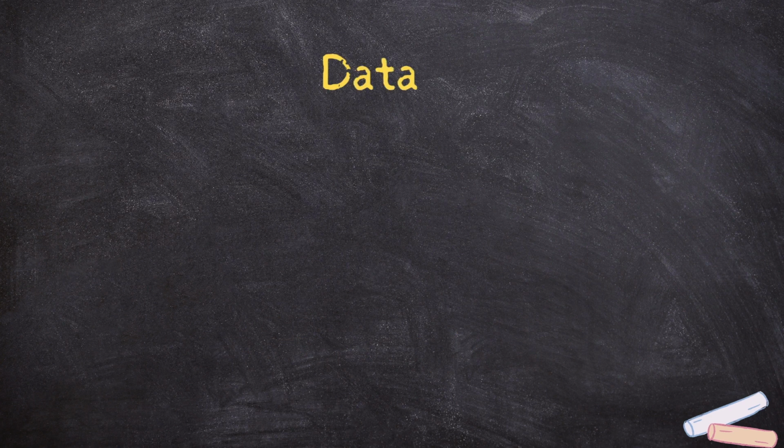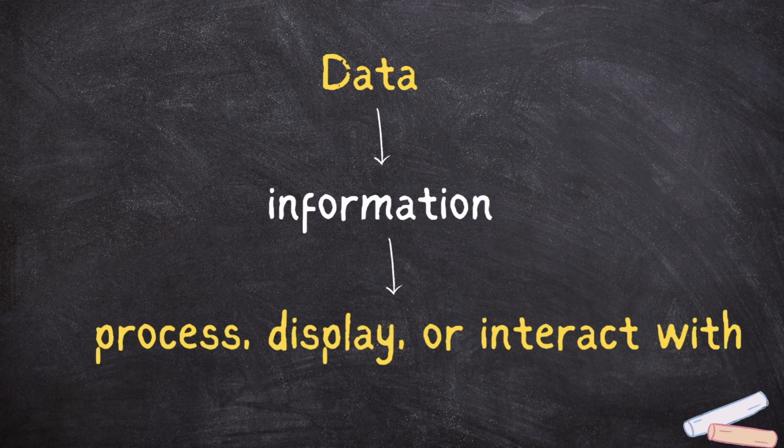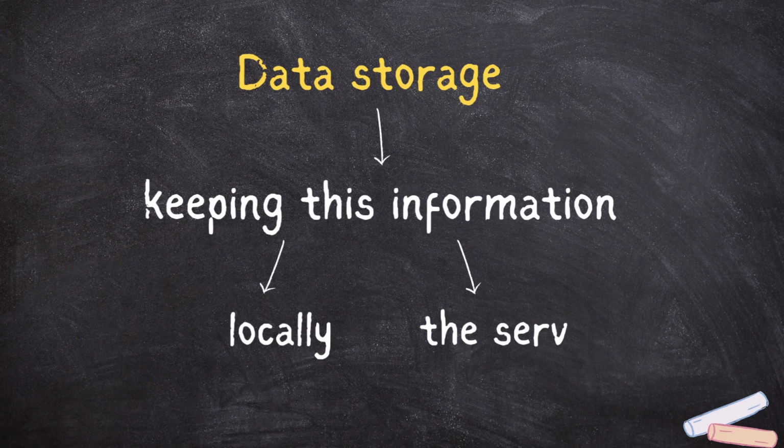So, what is data? Data refers to the information that an app needs to process, display, or interact with. Think of it as the content that the app uses to provide functionality and deliver a meaningful experience to the user. While data storage is keeping this information either locally or on a server, depending on the use case of the project. You could have different types of data.